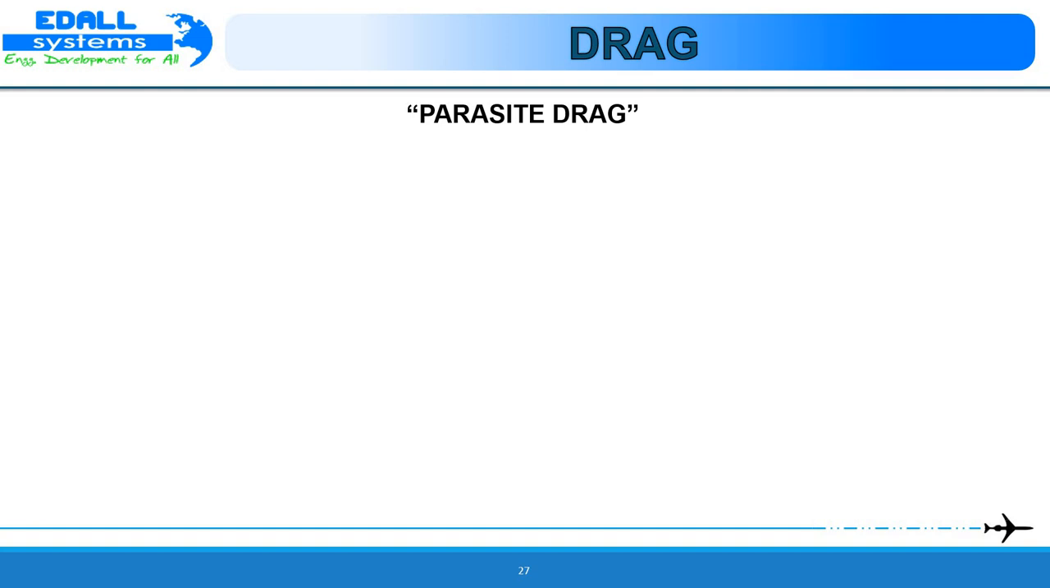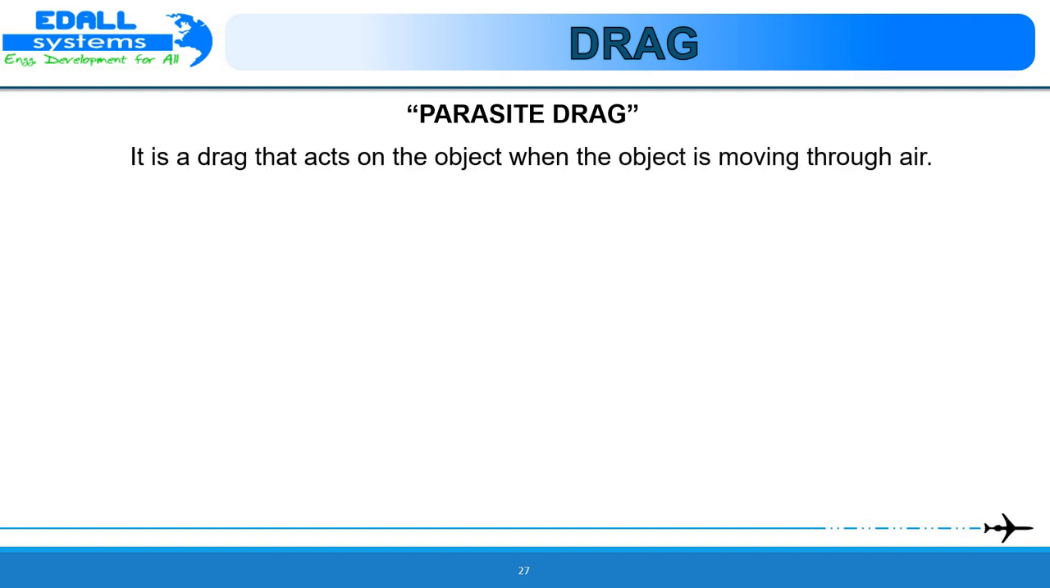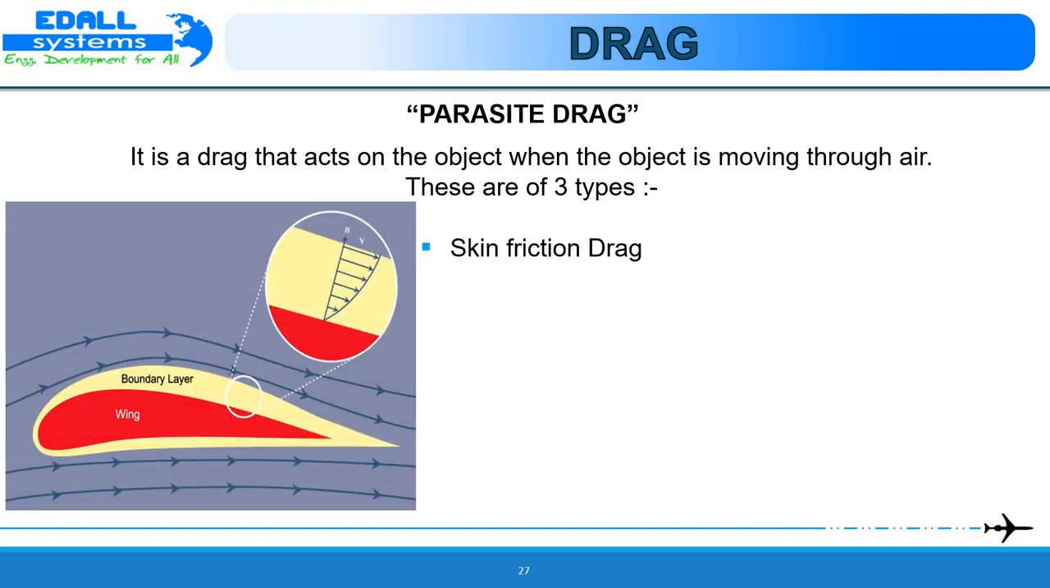Parasitic drag is simply caused by the aircraft's shape, construction type, and material. For instance, an airplane with a rough surface creates more parasitic drag than one with a smooth surface. There are basically three types of parasitic drag. Skin friction drag is the result of the aircraft's surface being rough.